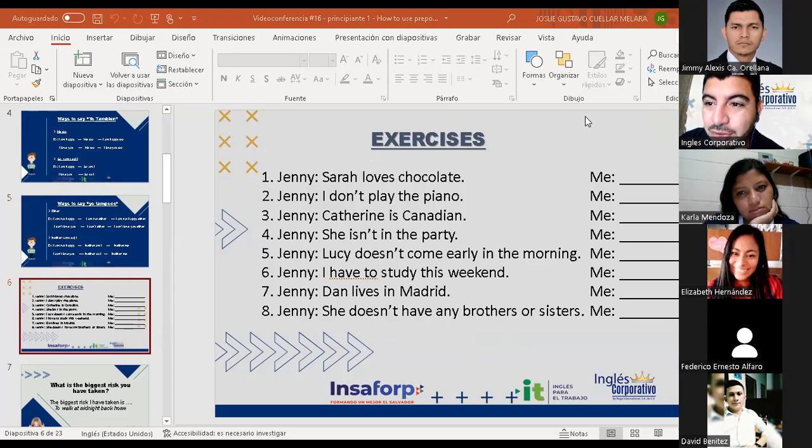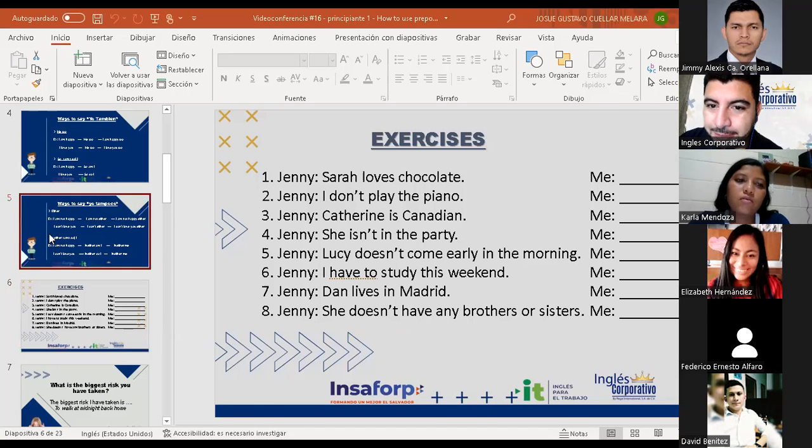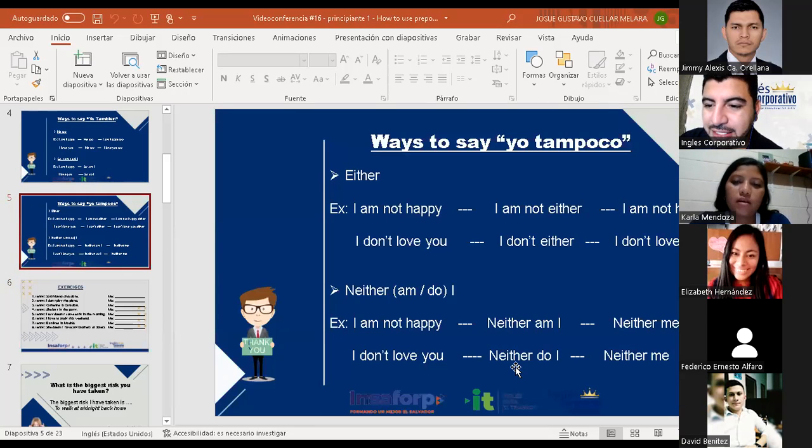Ok, en este caso está utilizando el doesn't, o sea, los verbos. Es negativa. Obviamente voy a decir neither do I. Aquí está, neither do I, porque es negativa y está utilizando verbos. Si fuese negativa y utilizando el verbo to be, diría neither am I. Ok, so neither do I.